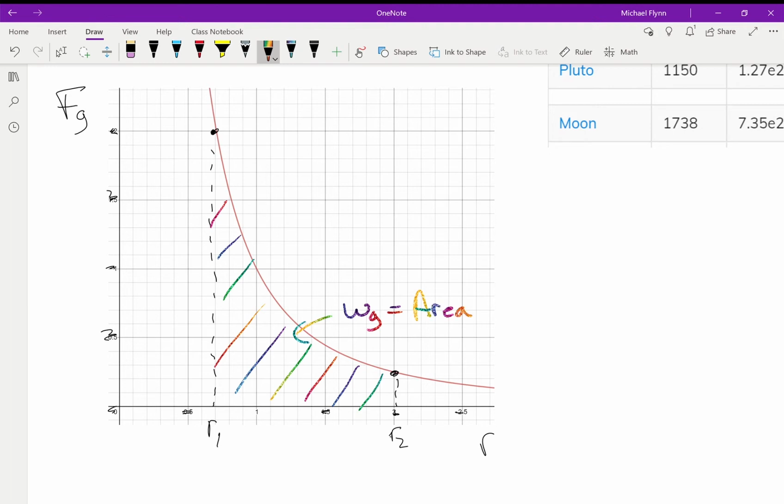Remember how work is like the product of force and displacement? Well, if you have a force and displacement graph, the work done is equal to the area underneath the line, and that's especially useful if the force is not uniform like this. Now, you guys are calculus experts, of course, so we're not going to just estimate how much area is there.